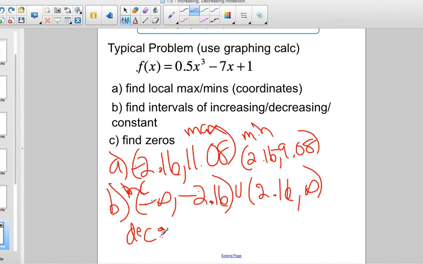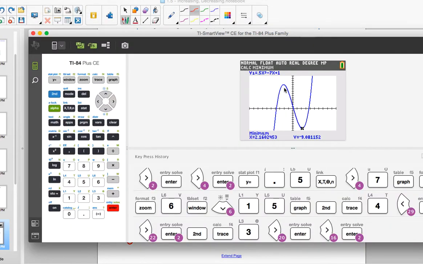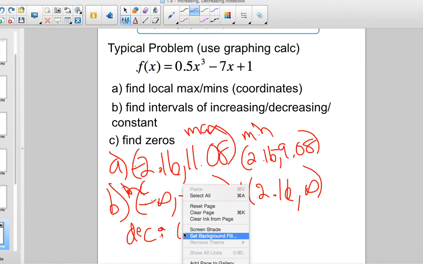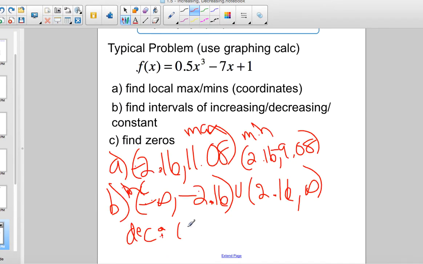Do it this way. So decreasing, if we take a look at the graph, it's just in between. So negative 2.16 at this x to positive 2.16 at this x. So I have negative 2.16 comma to positive 2.16. And that's the only place where it's decreasing. There's no constant, it's never a horizontal line. And then part C just asked me for the zeros.